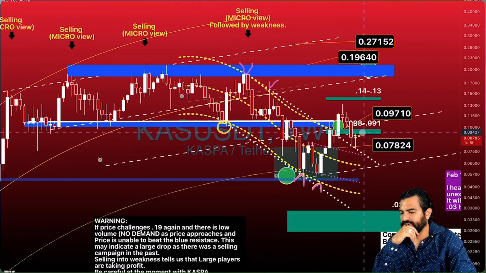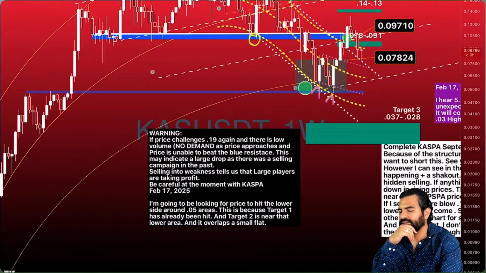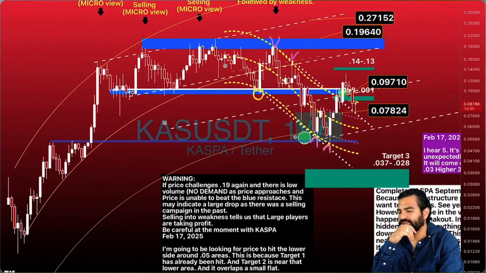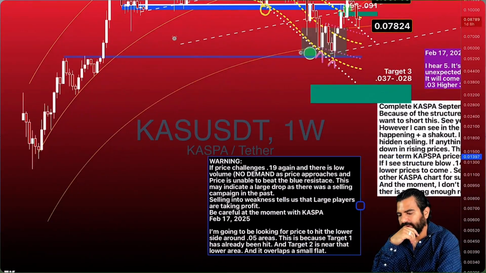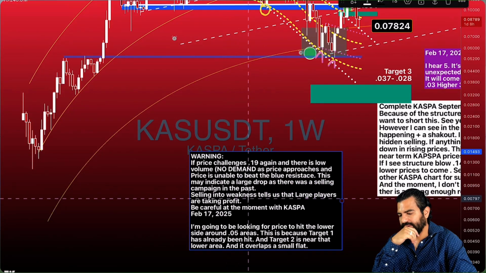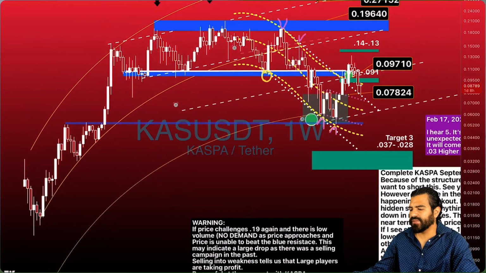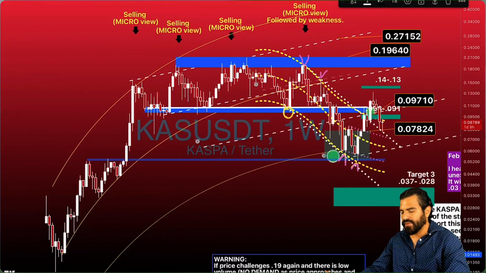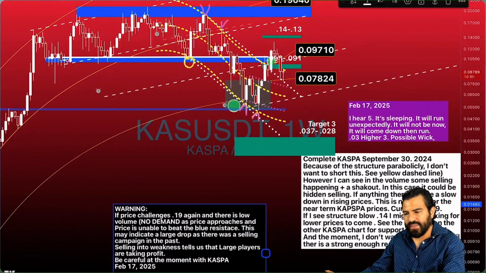That'd be weakness, price bouncing on the lower parabolic. I'm going to do this target one more time. If there's no demand, you can get a large drop. As the campaign selling into weakness tells, large players are taking profit. Be careful at the moment with CASPA in February. Okay, that's done. Complete CASPA.